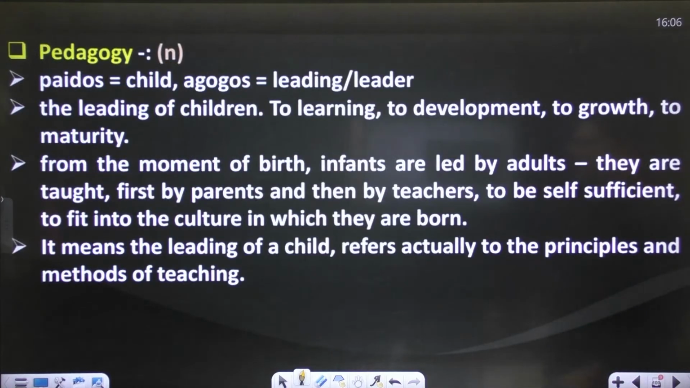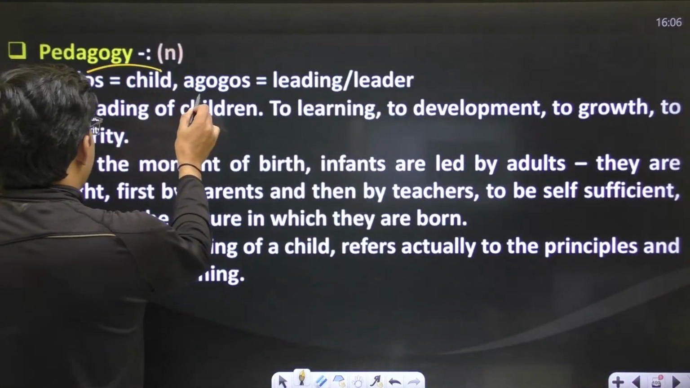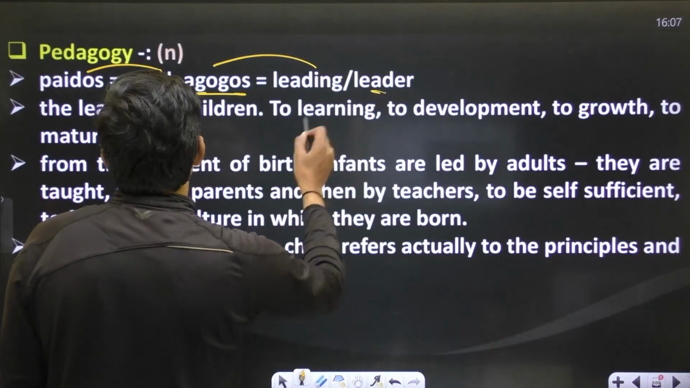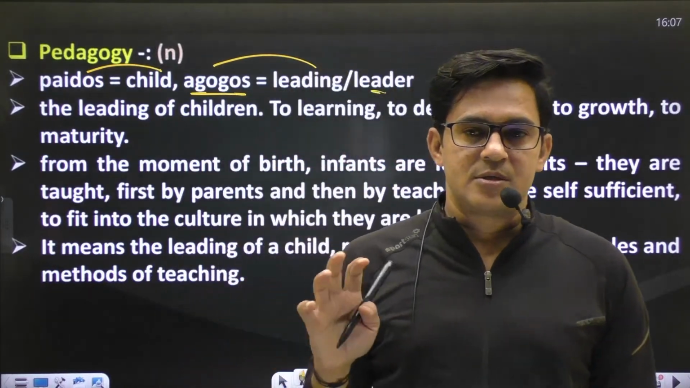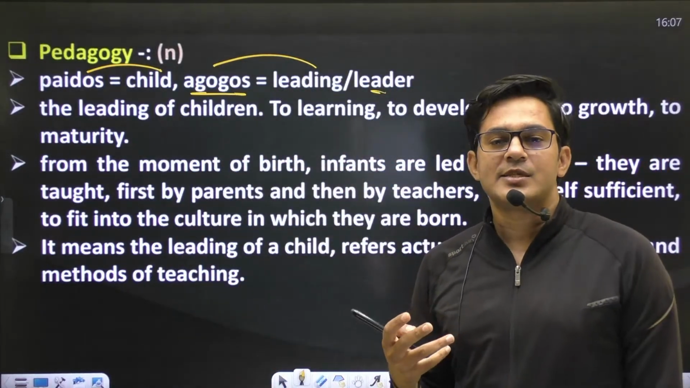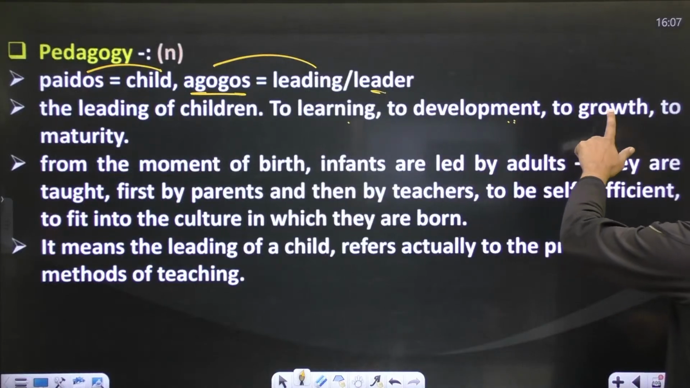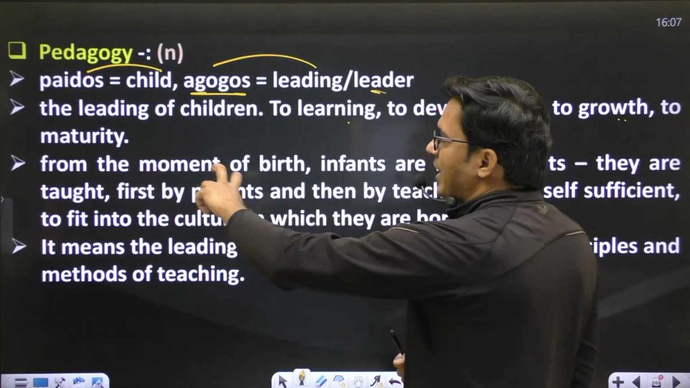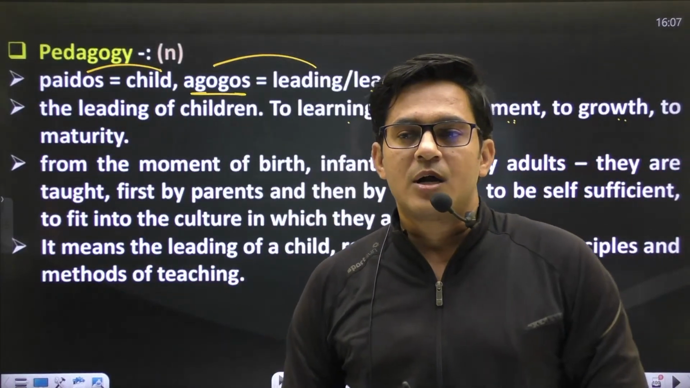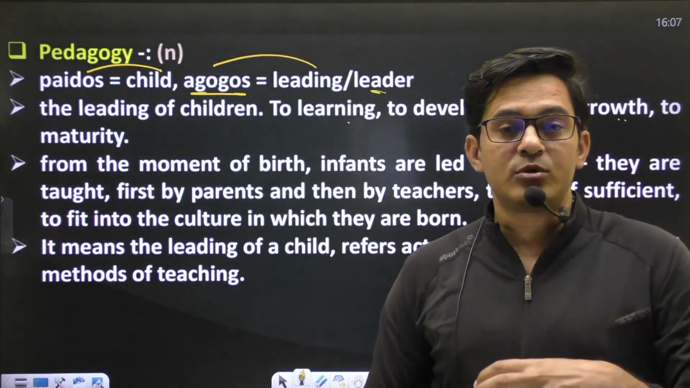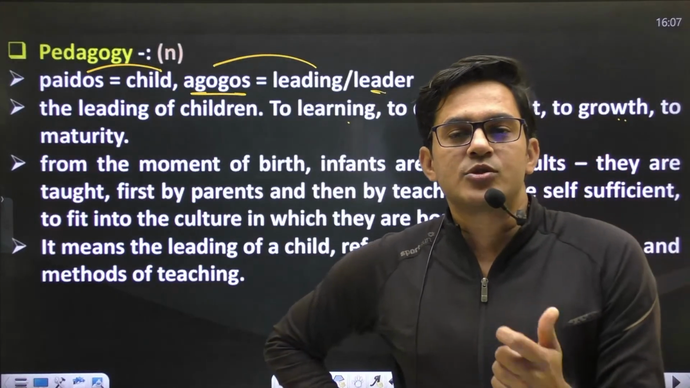The next word is pedagogy. In this word, pedos denotes child, and agogos means leading or leader, right? So pedagogy is the study of teaching methods, and the leading of children to learning, development, growth or maturity. Pedagogy is all about how to lead a child, how to teach them, how to train them. Ultimately, the study of teaching methods is called pedagogy.